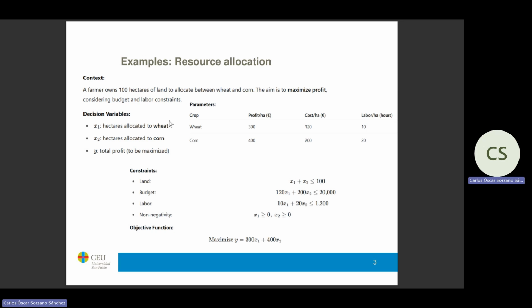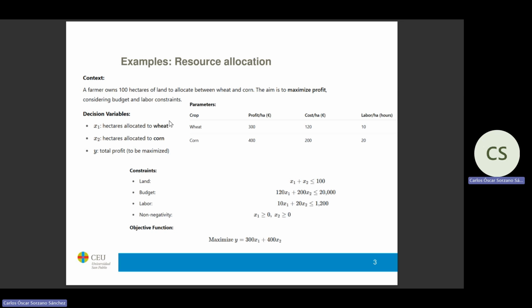Then the budget that we have for this activity is 20,000 euros. And because the cost per surface unit of wheat is 120, the cost associated to wheat will be 120 times x1, plus 200 times x2 for the cost associated to corn, and this has to be smaller than the total budget. And the same for labor. So we have in total available 1,200 labor hours, and each one of these surface units takes 10, each one of these takes 20.